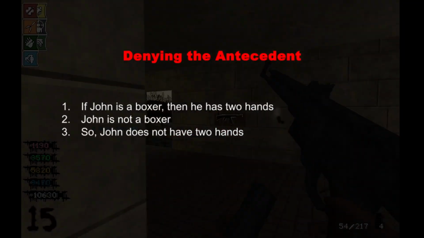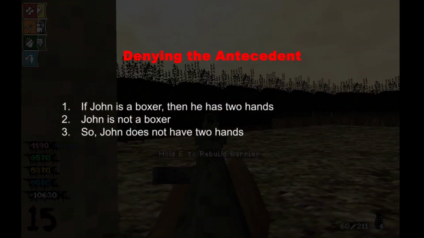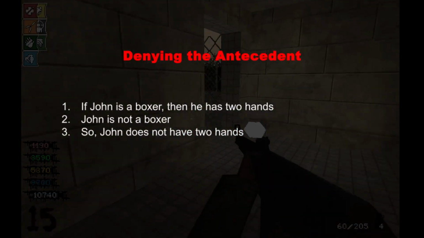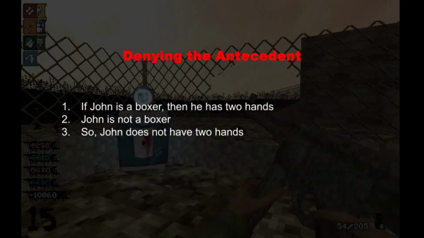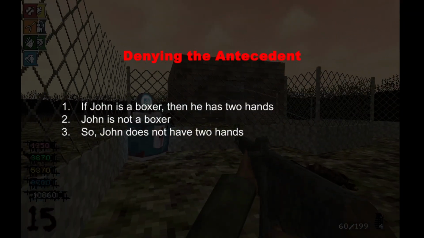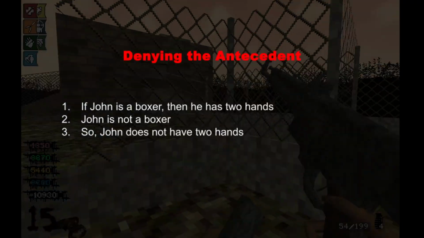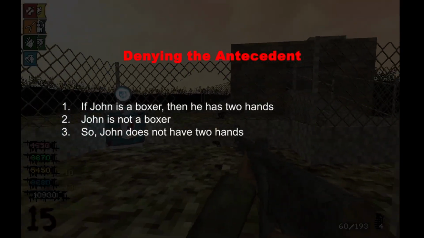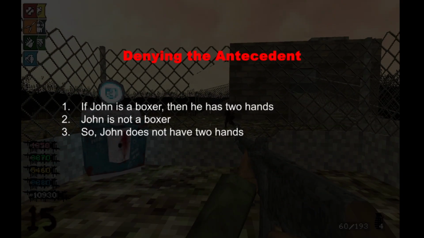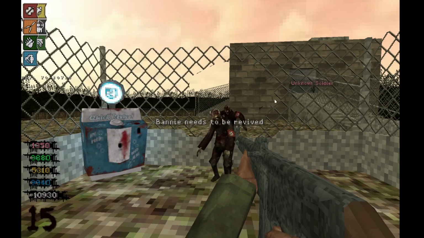This argument never states that John can only have two hands if he's a boxer, right? It just says that being a boxer implies having two hands. It doesn't tell you whether or not you can have two hands without being a boxer. And this is where this argument fails. And that's basically why it's a non sequitur.